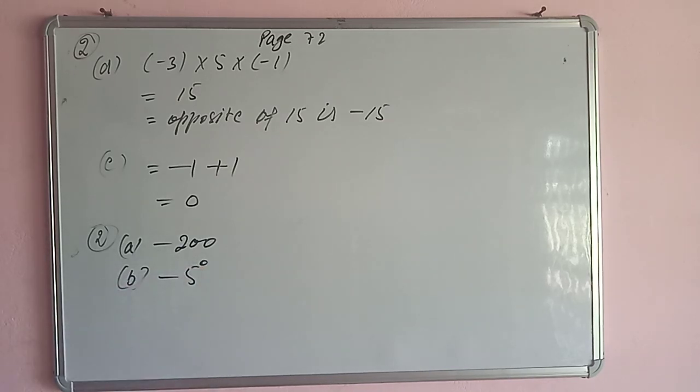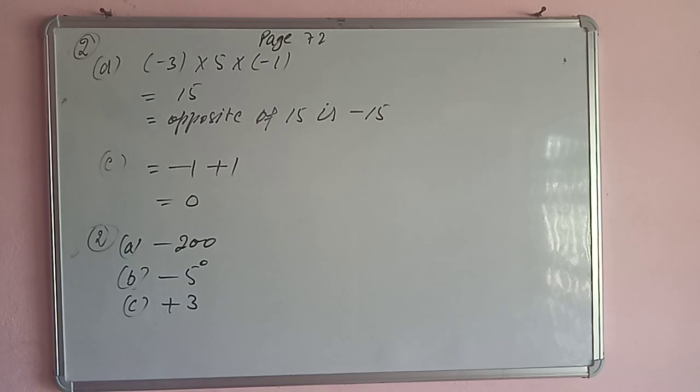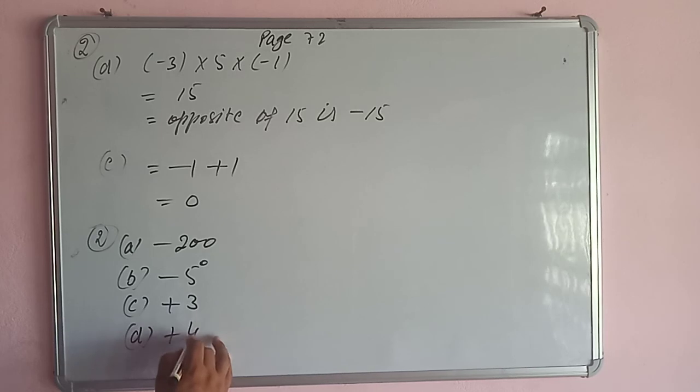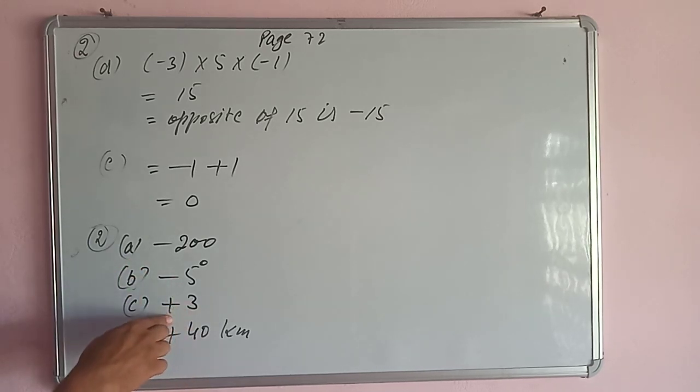Next, win by 3 goals. Win means positive, lose means negative. So it is positive 3. Next, 40 kilometer above sea level. Above means positive. So that is positive 40 kilometer. Is it clear? Below means negative, above means positive. Win means positive, loss means negative.